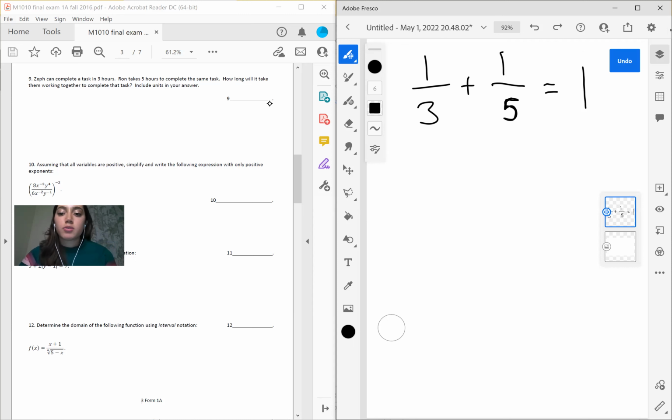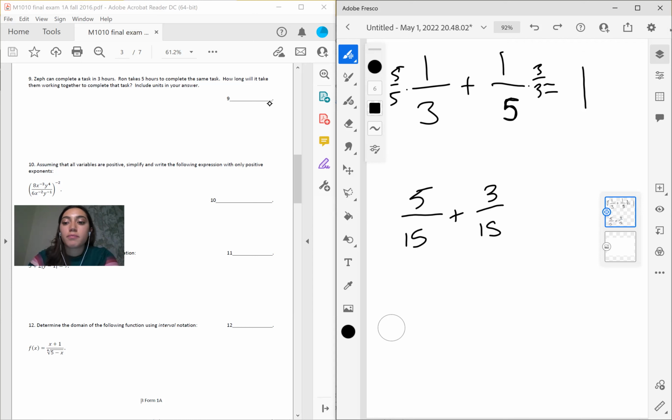All right. So I need to add these fractions together. And if you remember, fractions need the same denominator. So the least common multiple is 15. So we need to multiply by 5/5 here and by 3/3 here. So that'd be 5/15 plus 3/15 equals 8/15.